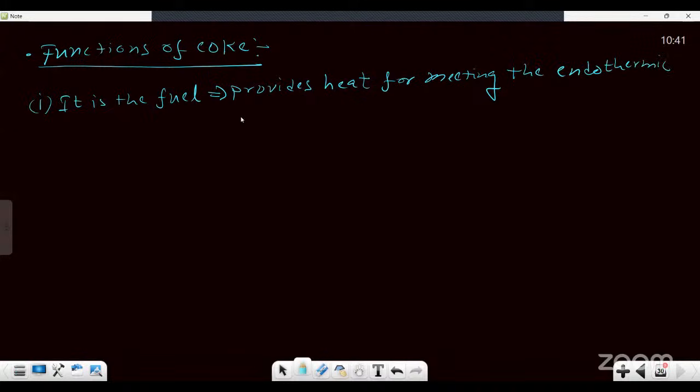Endothermic requirements of the chemical reaction, and melting of slag and metal. So this is being done. So it is the main fuel. It produces and regenerates reducing gases for the reduction of the iron oxides. So obviously the reducing gases are being produced by the coke only, right?